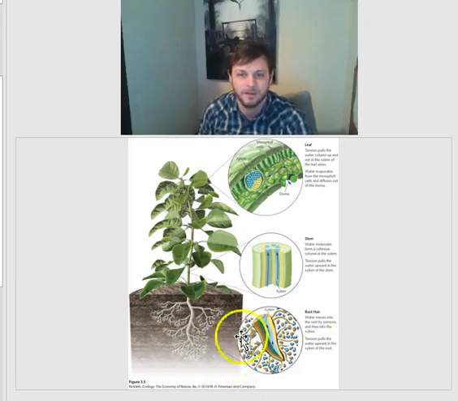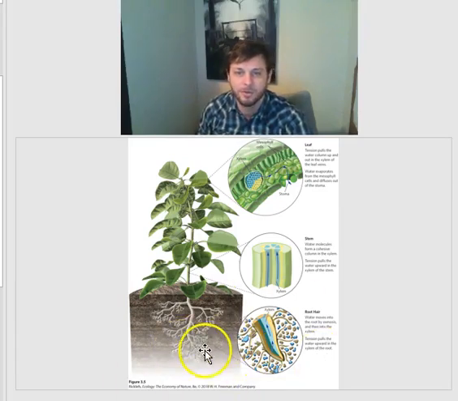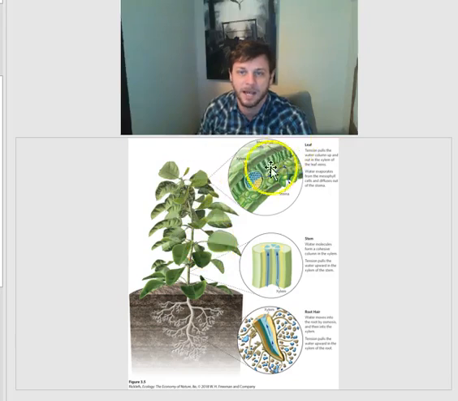And so down here you can see the water is coming in through the roots, traveling up the xylem that's typically found in the center of the plant, and out to the leaves. It's distributed via the veins, and then you have these stomata, these openings that your water vapor can diffuse out of via transpiration.